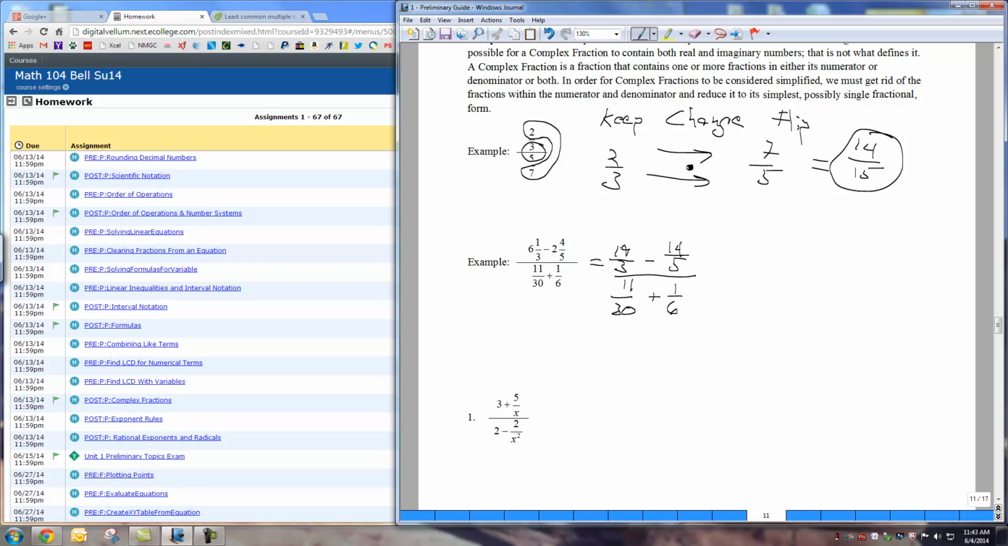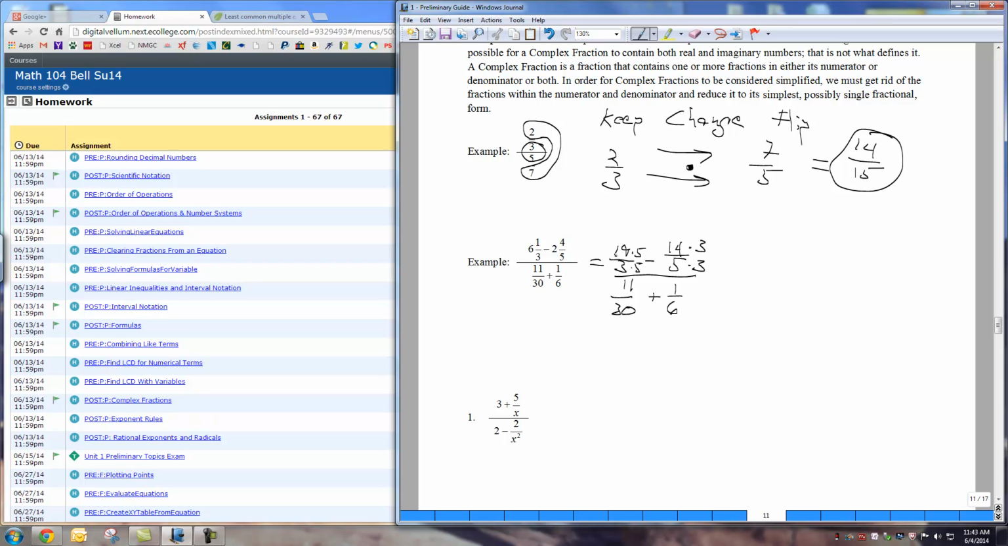So now, looking at the top of my fraction, this top difference, I want to make sure these have the exact same denominator, which is 15. So I'm going to multiply this one by 5. Whatever I do to the bottom, I have to do to the top. Same thing over here. I'm going to multiply 5 by 3. Whatever I do to the bottom, I have to do to the top.